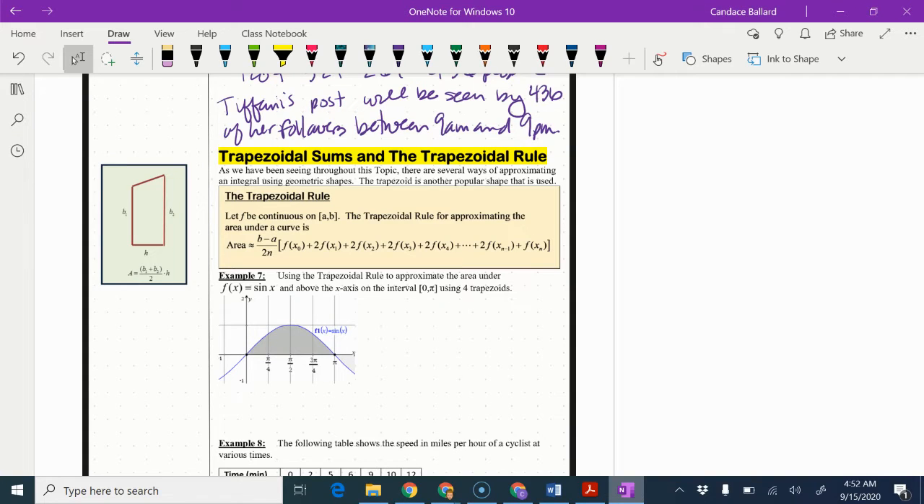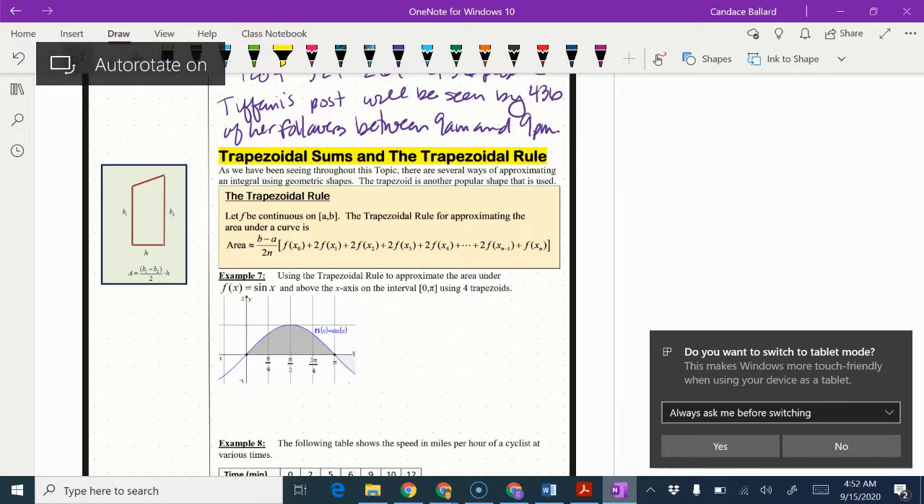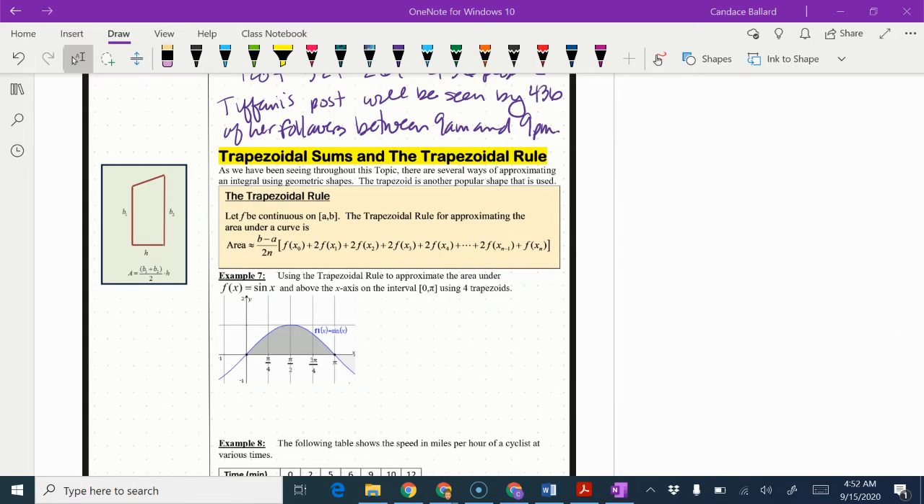So in this part of the video, we're going to do examples 7 and 8, and we're going to talk about the trapezoidal rule. As we have been seeing throughout this topic, there are several ways of approximating an integration using geometric shapes. Trapezoid is another popular shape, and right over here we have the trapezoid formula, just of a trapezoid you learned in geometry. It's base sub 1 plus base sub 2 divided by 2 times the height.